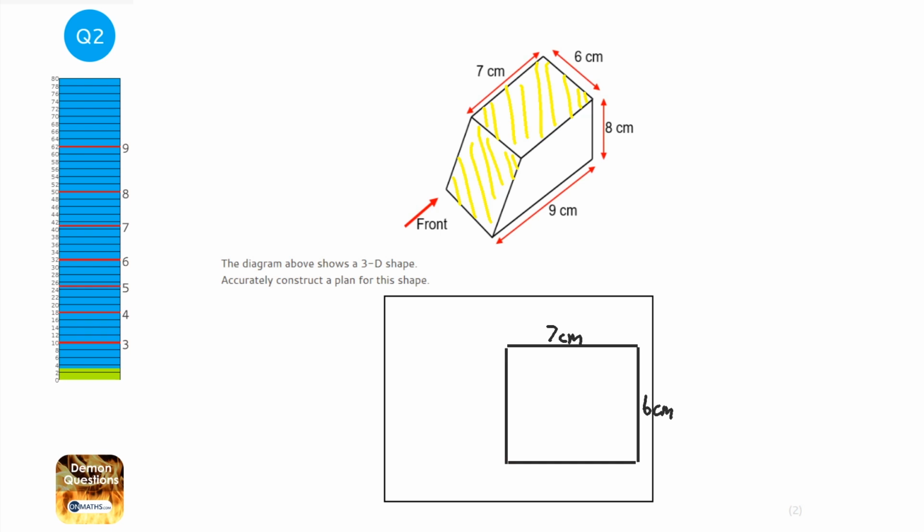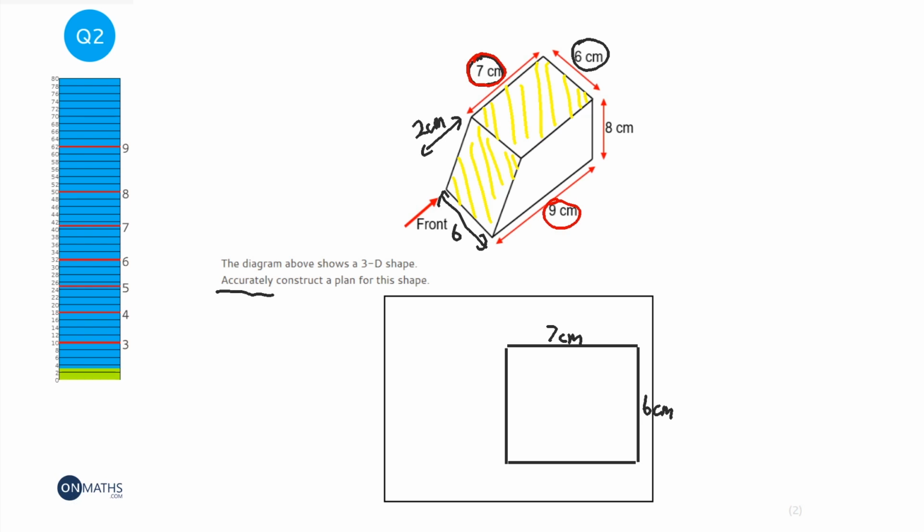And in your exam, just make sure you actually measure them because they are given to you in here, and it does say accurately construct. So you want to make sure that it's done 7 centimetres and 6 centimetres. Now, the difficulty is going to be the last bit. Well, we know it's going to be 6 across because it's the same as this one here. But what's the width going to be? What's this one going to be here? Well, if this one here is 7 and this one here is 9, what's left over? Well, there's 2 centimetres left over. So it's going to be 2 centimetres in width.